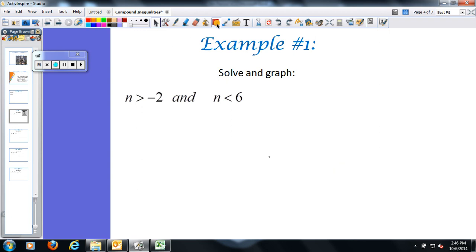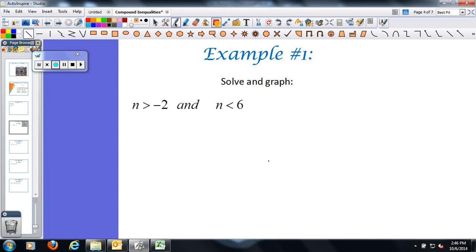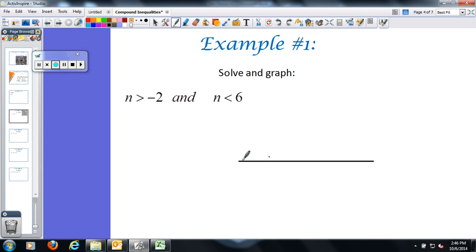Okay, so we're going to start by solving, or not solving because these are actually both solved. So we're going to start by just graphing these, which should be pretty easy to do. So you have n is greater than -2, and you have n is less than 6. So with the compound inequalities, you're going to graph them together.